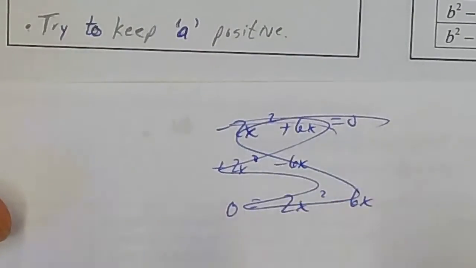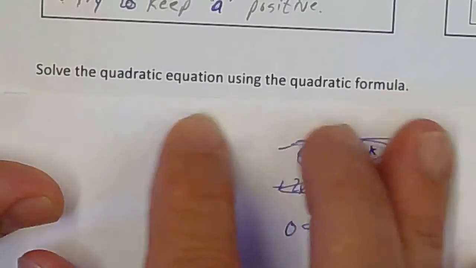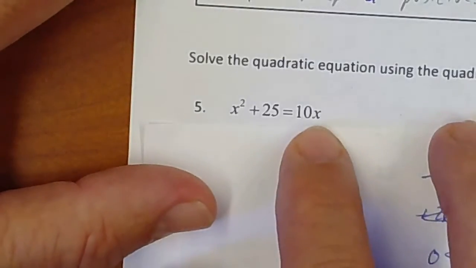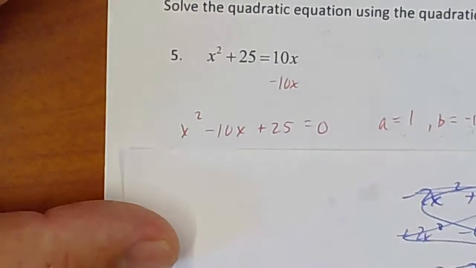Okay, so let's take a look at the first example. Solve the quadratic equation using the quad formula. Okay, it has to be in the standard form first. It has to be set equal to 0. So that 10x is out of place. You got to move it over. Write that down first.